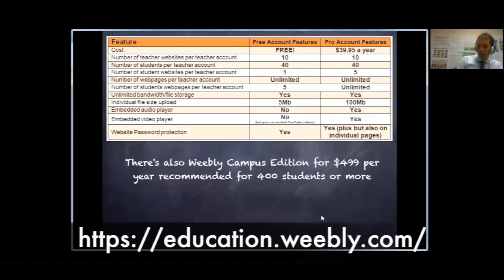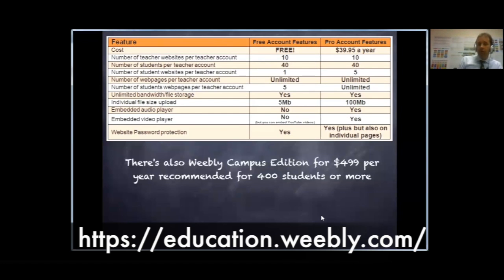So that means 40 of your students can have their own websites or portfolios under your teacher account. Now, some of you might have more than 40 students. Well, there's a workaround for that, which is that you register a second account and you get another 40 students.